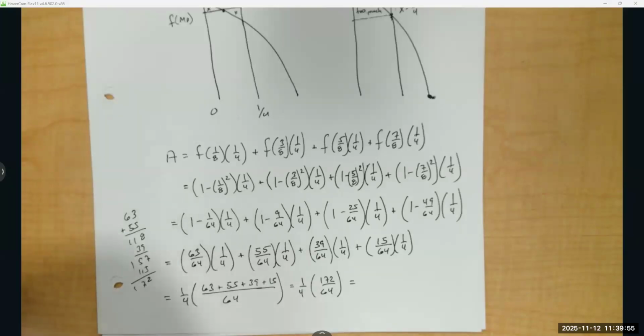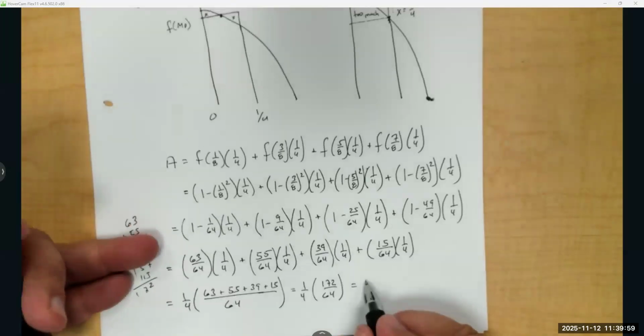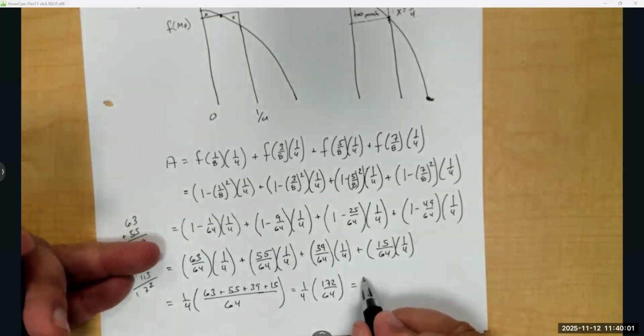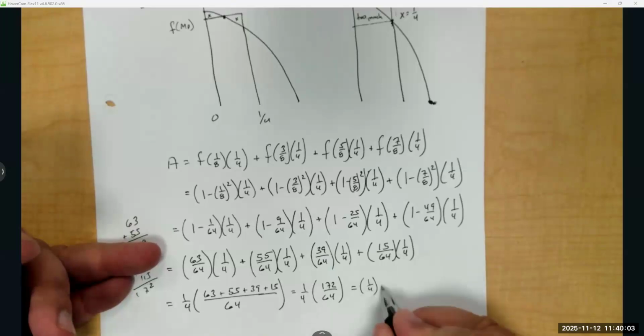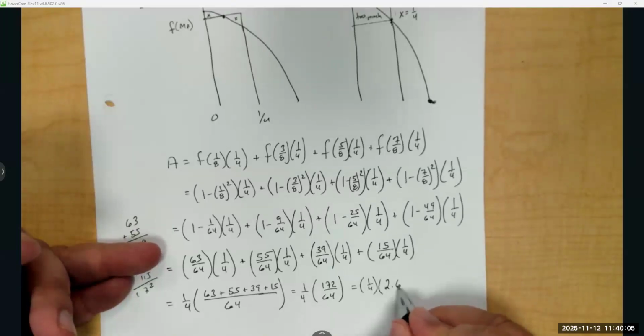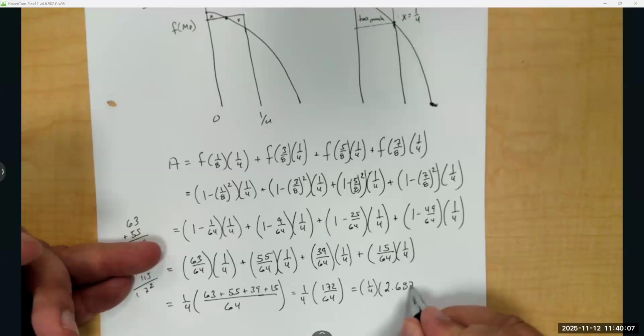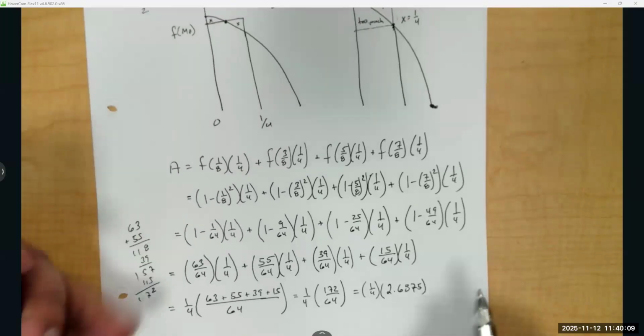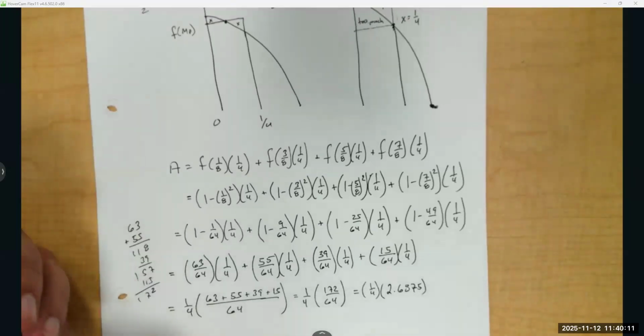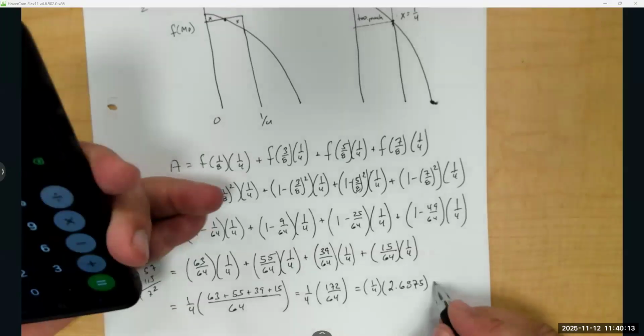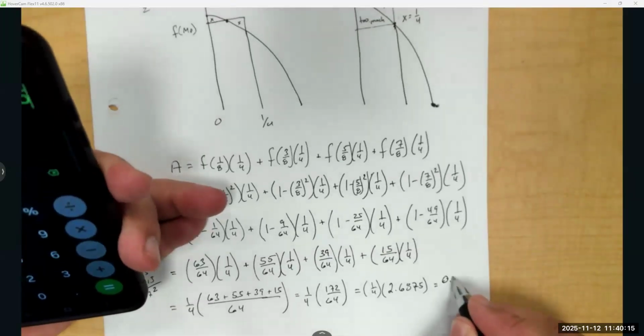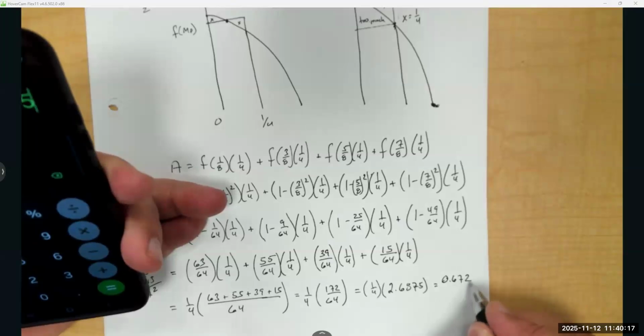172 divided by 64 is 2.6875. Times 1/4, divided by 4, is 0.672.